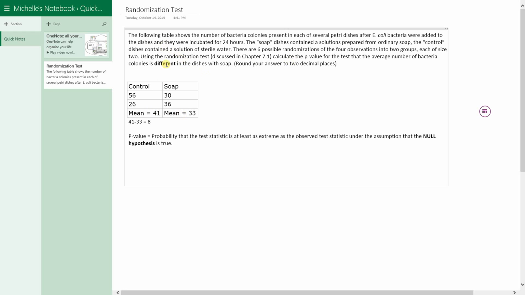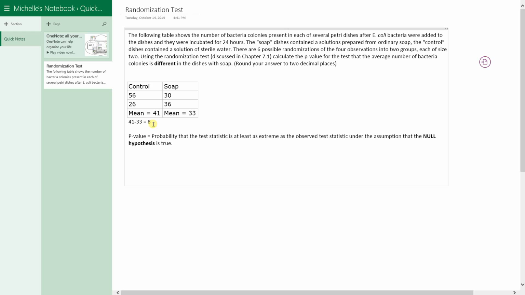Okay, so when you read the question, notice it's asking if the average number of bacterial colonies in each group is different. We're asked to calculate the p-value for the test, right? So we can figure out the mean number of bacterial colonies for the control group was 41 colonies, and the mean for the soap group was 33, and that's an 8 colony difference in the average. 41 minus 33 is 8.